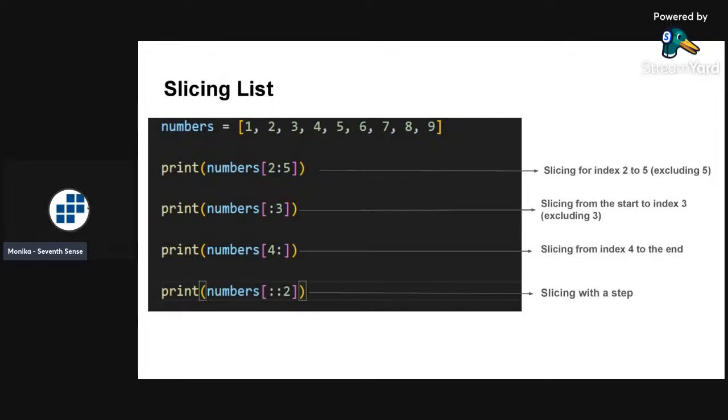And next we are printing the number 4 colon. And the next we are printing the number from colon 2. What is this colon 2? What will be our output? We are slicing. So what will be the output for the first one? That is 2 to 5. What will be our output? 3, 4 and 5.